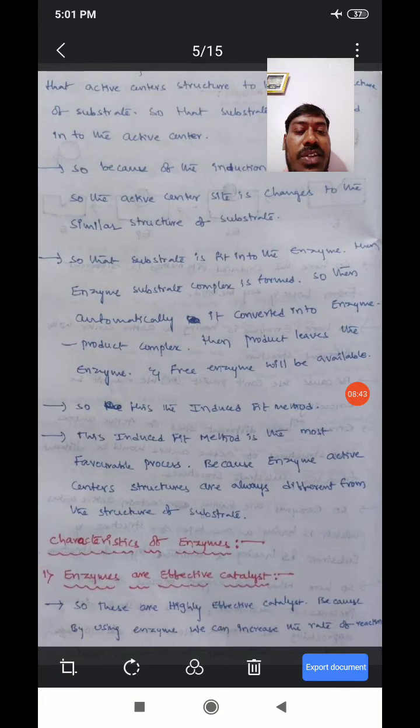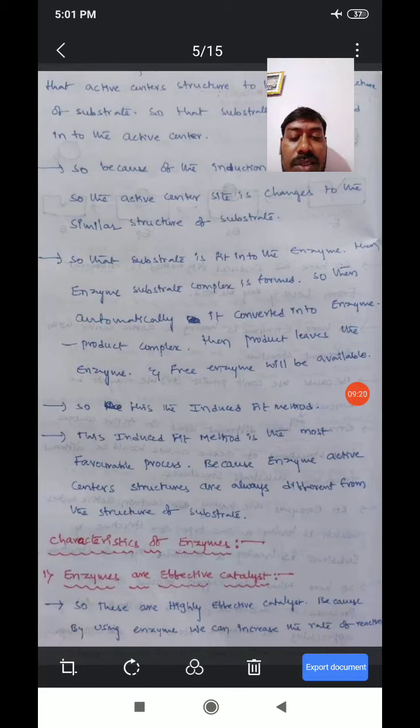This induced fit method is the most favorable process, because the structure of the enzyme active center is always different from the structure of the substrate. So this is the induced fit method.